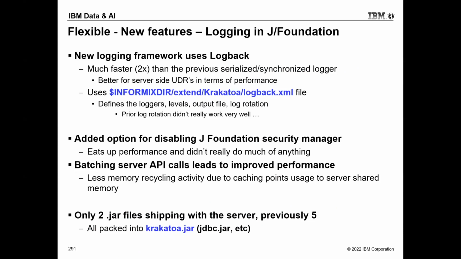Batching server API calls leads to improved performance. Less memory recycling activity was the reason for that. And now you only get 2 .jar files shipping with the server instead of the 5 that were there previously, and they're all packed into Krakatoa.jar.